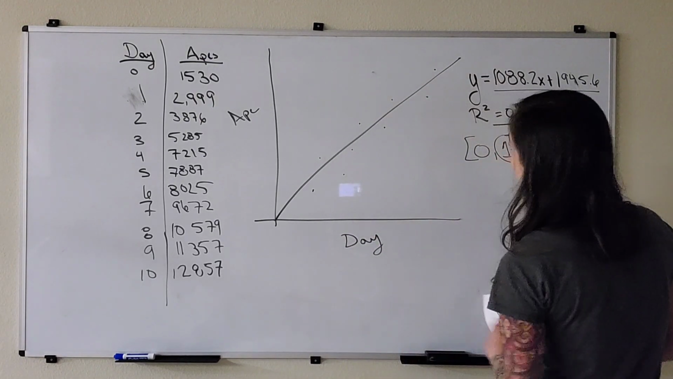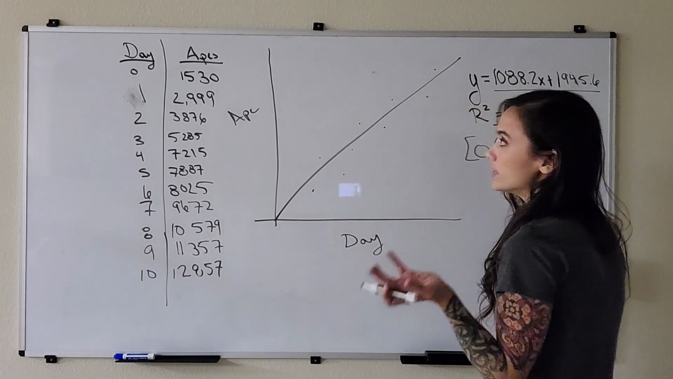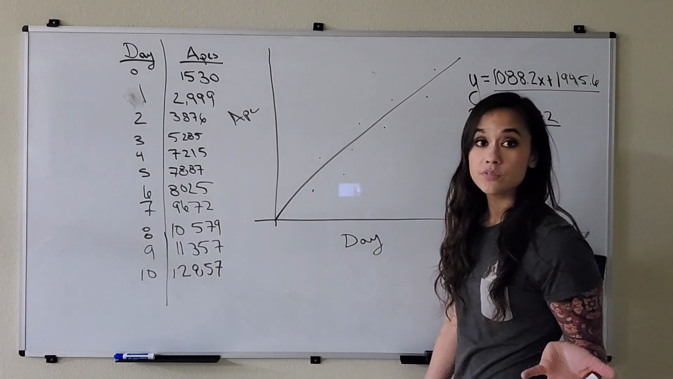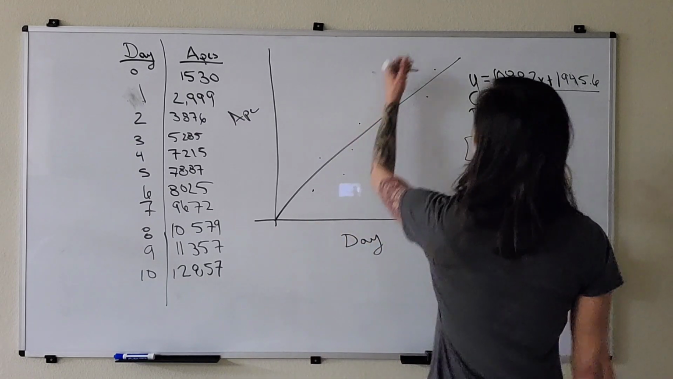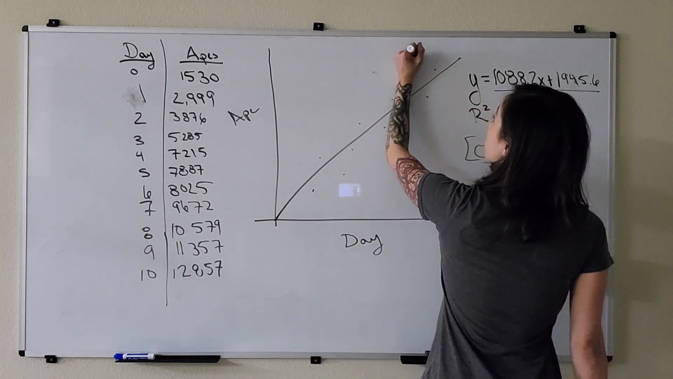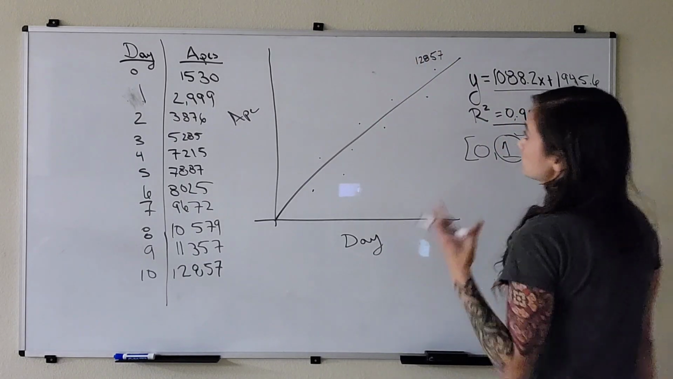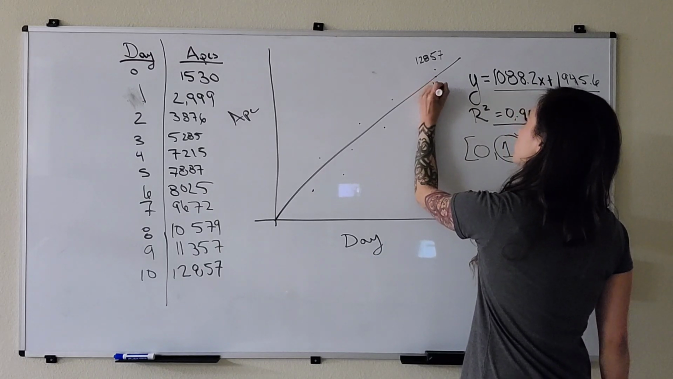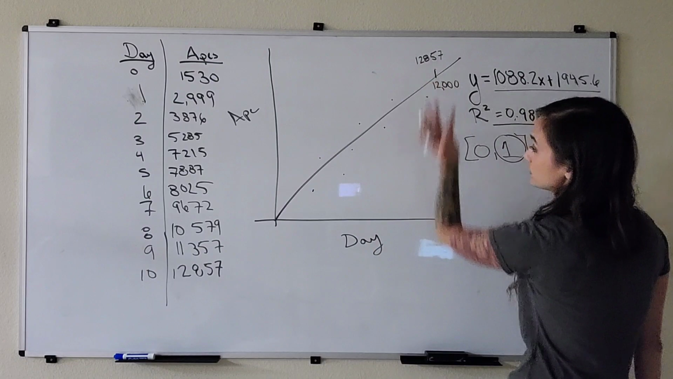But let's introduce something called the error. The error is basically your actual value minus the theoretical value. Let's say this is day 10, and the actual value is 12,857, but from the previous example, the theoretical value was supposed to be about 12,000. So we have an error of 857.